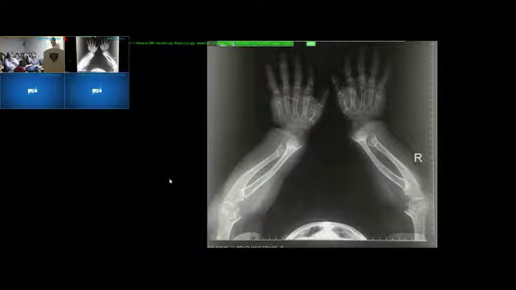Now, this hand x-ray changes the whole thing. Yeah, why does it change the whole thing? Because the metaphyses are abnormal. No, that's okay. Now, I said that this is a metaphyseal dysplasia. Looking at the hand, I'm changing the diagnosis completely.